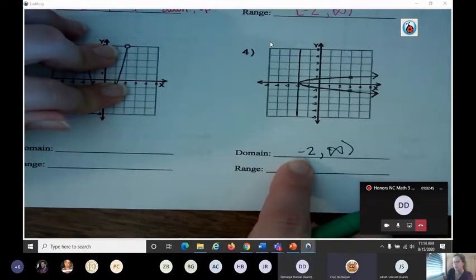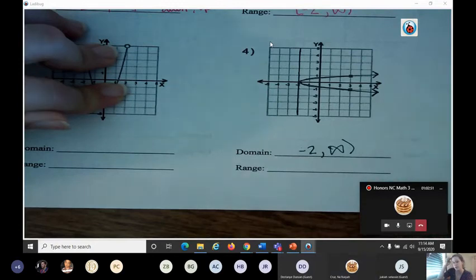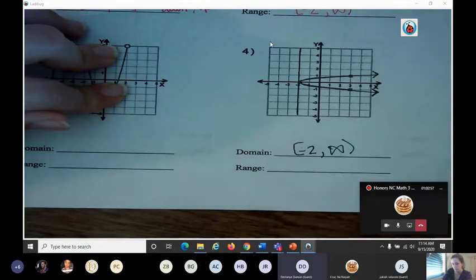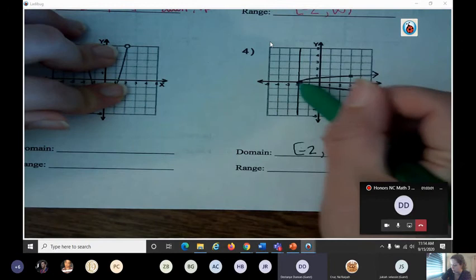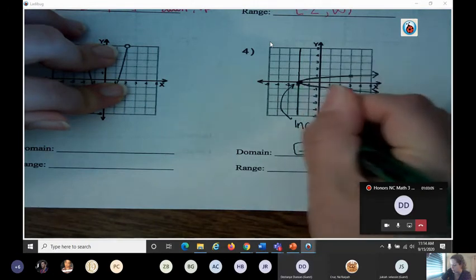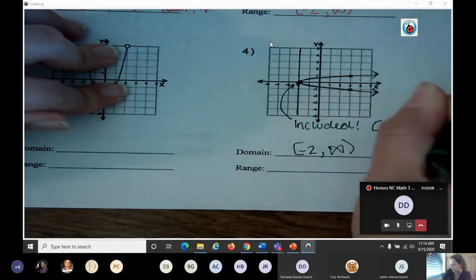Oh, I think you were trying to say it and it cut you off. Can you try one more time? The bracket. Which one? Square or round? Square. Yeah, perfect. Why am I picking square? Because it stops at -2. Yeah, and it's included. So this is included right here on the graph. So we use the square bracket.